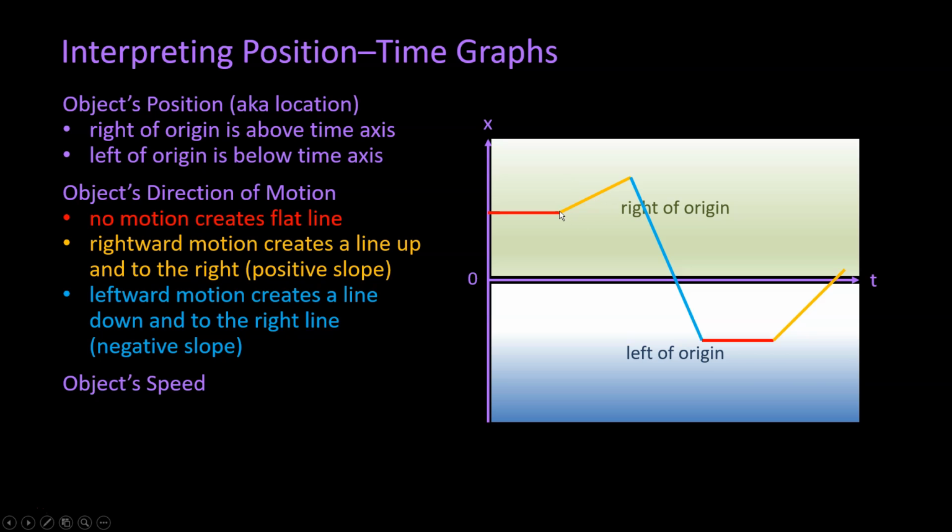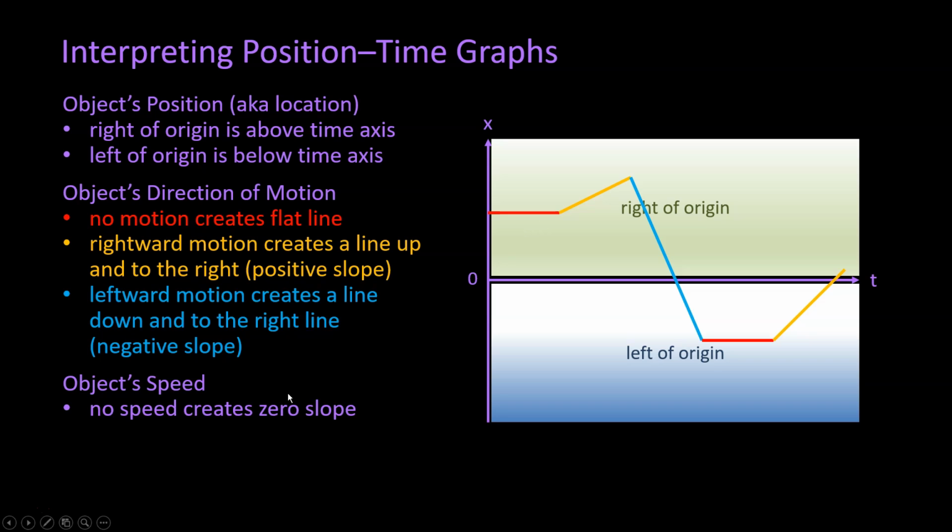We know when an object's moving faster, it's going to have a greater change in position for the same amount of time, and that's going to give us a steeper slope. When an object is moving slower, it's going to have a smaller change in position for the same amount of time, and that's going to give us a flatter slope. If an object has no change in position at all, it's not going to have any rise, and that means it's going to have a slope of 0.